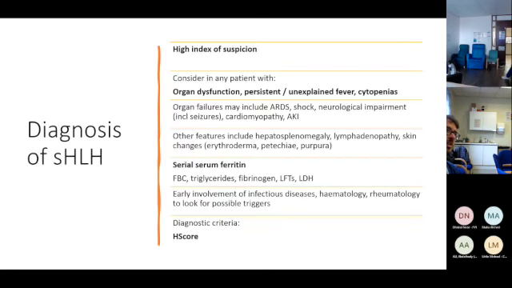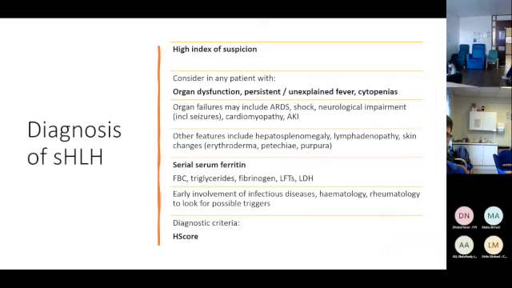So in terms of diagnosis, I think the most important thing is to be aware of this condition and have a high index of suspicion for it. The most important things to look for are organ dysfunction, which we're going to have here in ICU in our cases, and then a persistent or unexplained fever and cytopenia. As I say, these are common and we see this a lot. Organ failures, all the common things we might see in every system really.